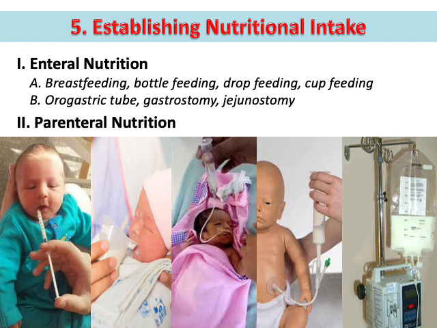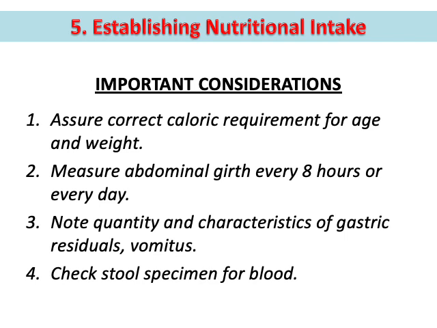The nutritional intake, for example lipids, is given via IV using a syringe pump. Important considerations: always assure the correct caloric requirement for the age and the weight. That is why we usually give feeds via incrementals. Measure abdominal girth every 8 hours or every day. Basis: upon birth, you have to check the abdominal circumference.